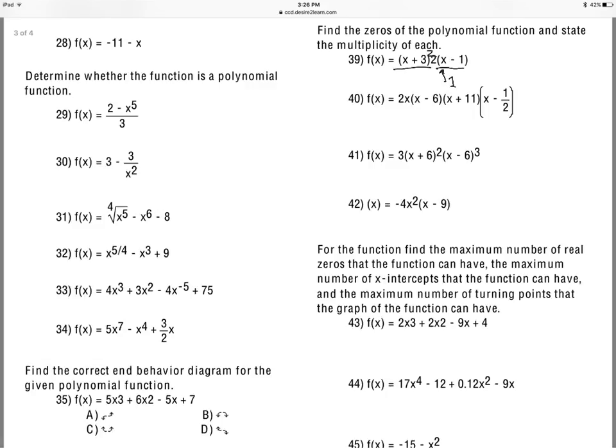That's the 0. Here, the 0 is negative 3, but it's twice because, remember, this is squared. So you can think of this as x plus 3, so that's negative 3, but another x plus 3, okay, and then the x minus 1. And that's why we've got negative 3 twice, okay? That's the multiplicity.